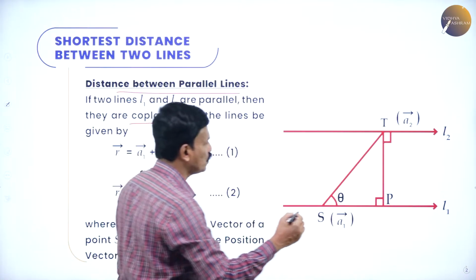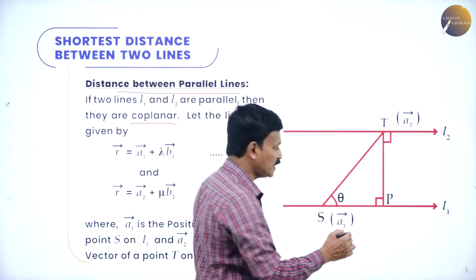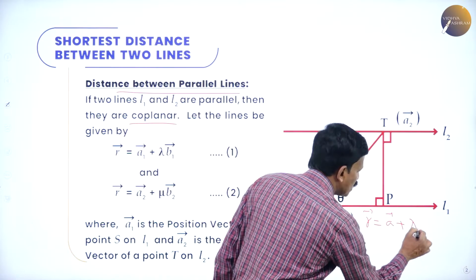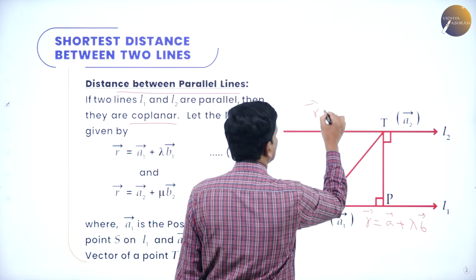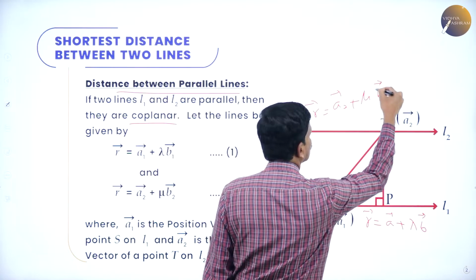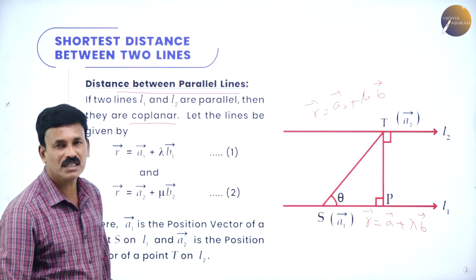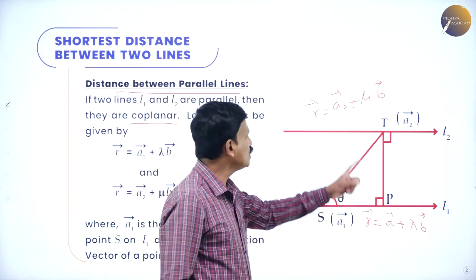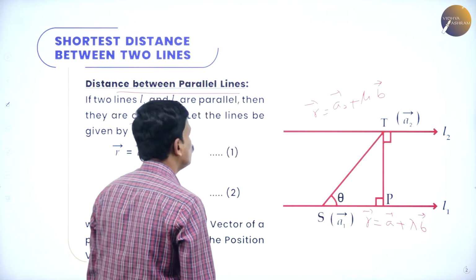Let us consider two lines L1 and L2. These are two parallel lines. The vector equation of this line L1 is vector R is equal to vector A1 plus lambda into vector B, and the vector equation of L2 is vector R is equal to vector A2 plus mu into vector B. Now, let us consider the vector equations for the lines L1 and L2. The vector equation of the line L1 is R is equal to A1 plus lambda into B, and for the second line L2, the vector equation is A2 plus mu into B.